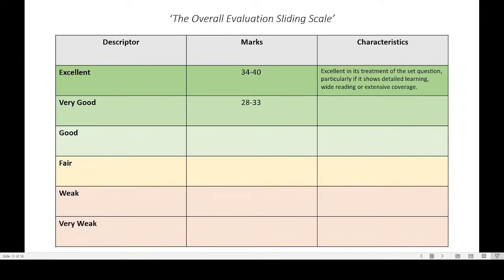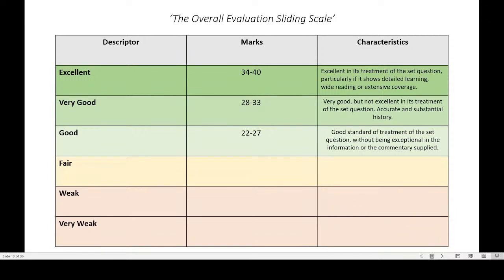Very good, 28 to 33. Characteristics will look very good but not excellent in its treatment of the set question. Accurate and substantial history. Good, 22 to 27. Good standard of treatment of the set question without being exceptional in the information or the commentary supplied. Once again, I'm going to highlight the difference in the characteristics of an excellent OE and just a very good OE. So there's a big gap between excellent and very good, and we really need to be focusing on wide reading here and analysis.